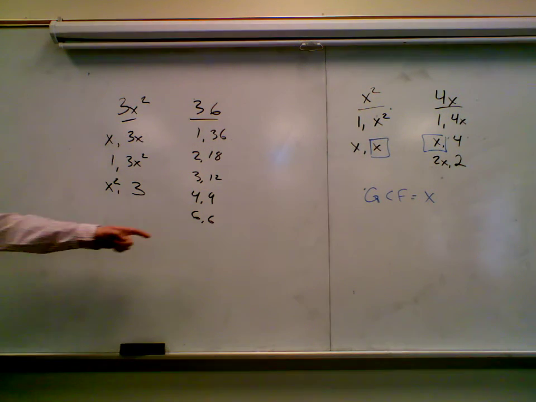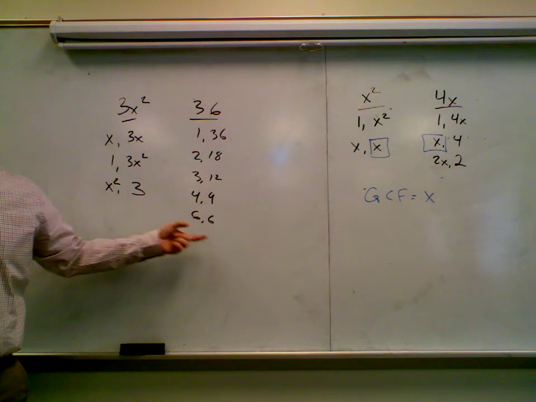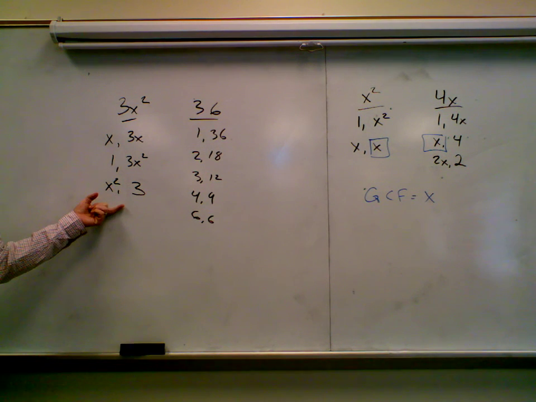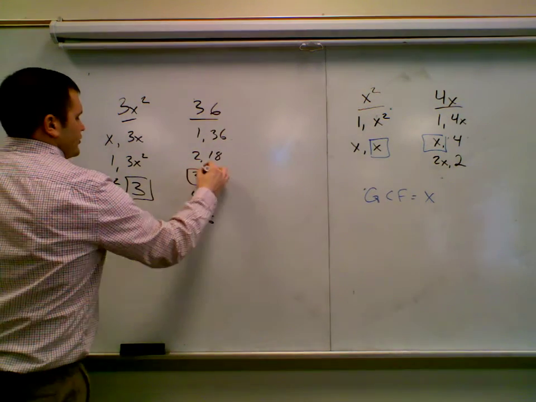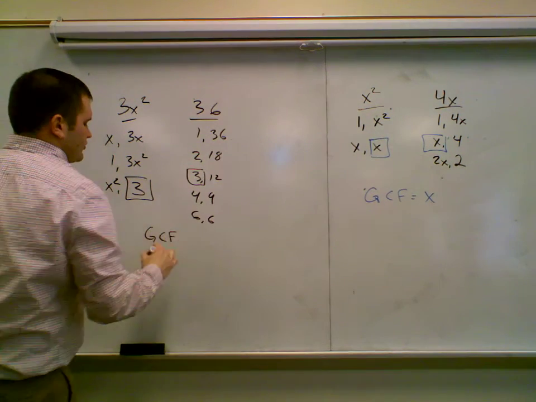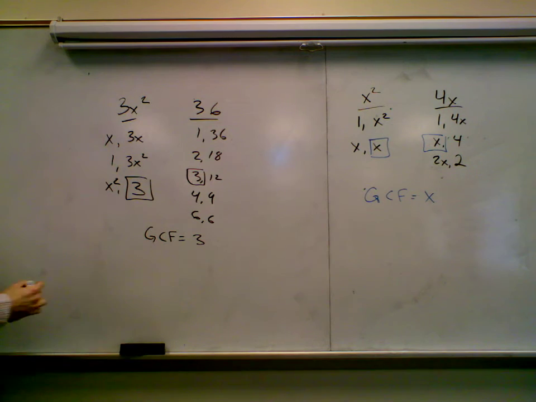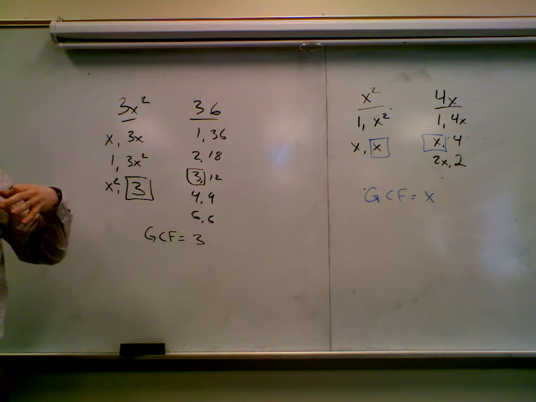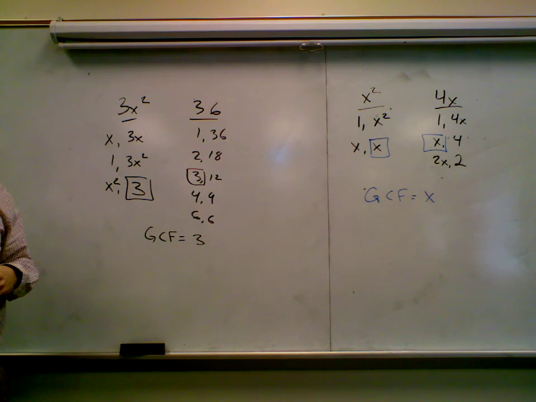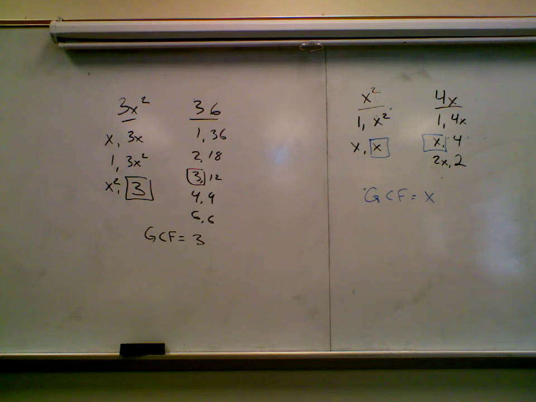Now, which factor in both lists has the most stuff? Okay. 36 has no x, right? So I cannot pick a factor over here that has an x in it. 3. So my biggest factor is 3. Now if 36 had an x in it, then my biggest factor would be 3x. Are there any questions? So if both of them have x, then the factor needs to have an x in it.